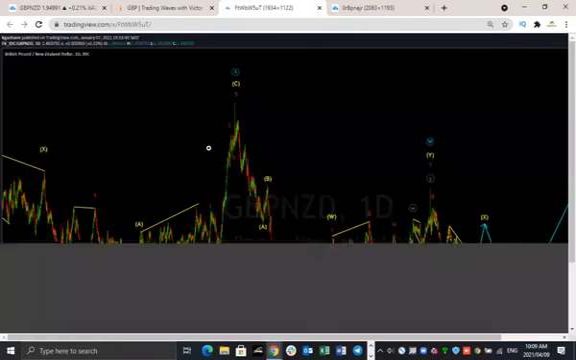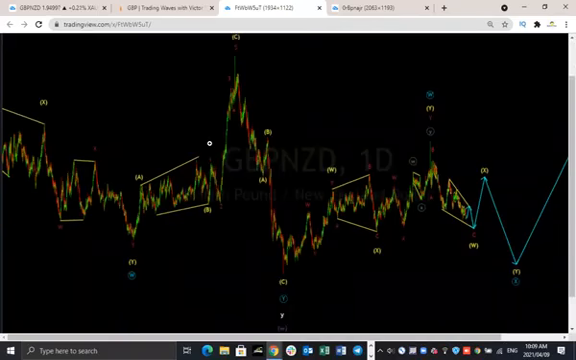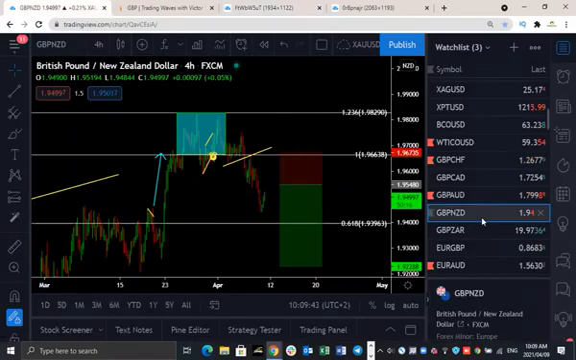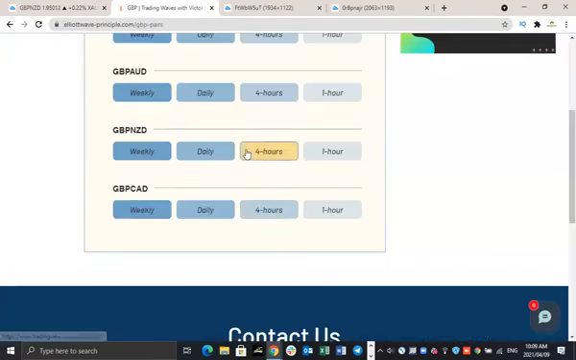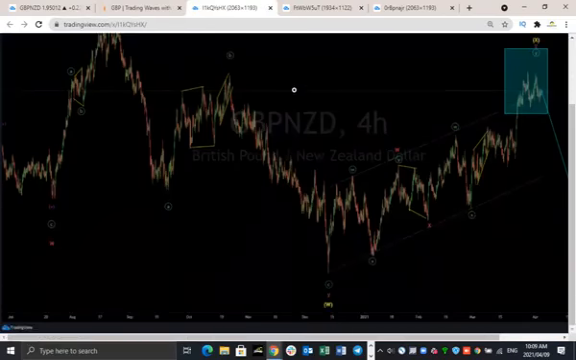Right, so this is the daily. I'm not going to repeat what was discussed in the webinar already, but this is the structure on the daily. There's a bit of a difference. No, there's no difference. Let's go to the 4 hour. If you want to see the higher degree structure, we just go to the video. To avoid repetition, let's look at the 4 hour chart here. This is the structure on the chart.